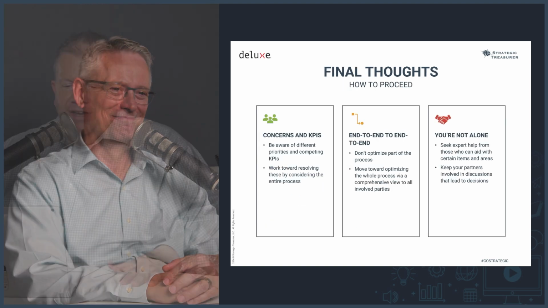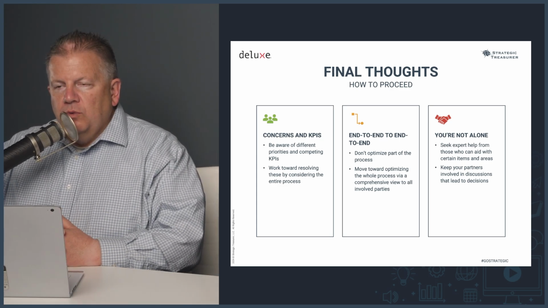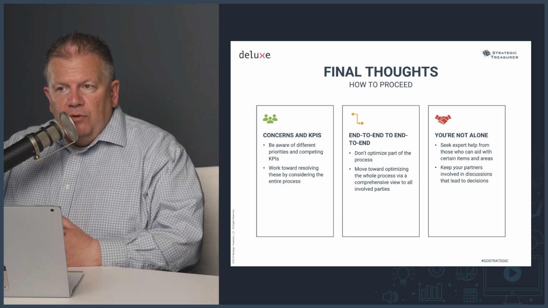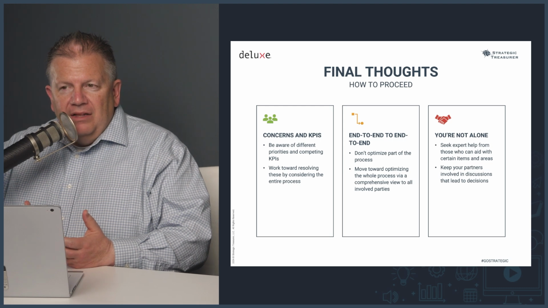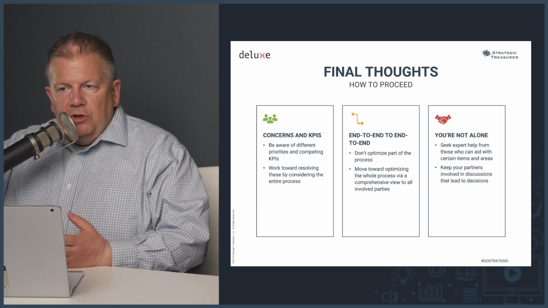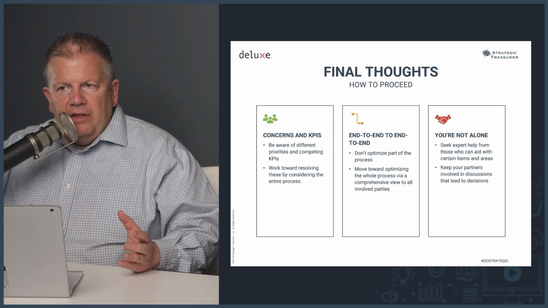So, that's great. Some of the final thoughts. I'll start us off, and maybe you could do two-thirds of the work here, Rick. So, concerns and KPIs. There are different priorities. There can be different measurements and standards, key performance indicators, different goals, pressure on different points. Be aware that that's a reality, and then work towards resolving these by considering the entire process. So it ends up being a balancing out of things. It's not only Treasury's goals or KPIs. It's not only accounts receivable or credit or AP or the procurement group, but work towards resolving these as we look at the entire process so that it's balanced and measurable.